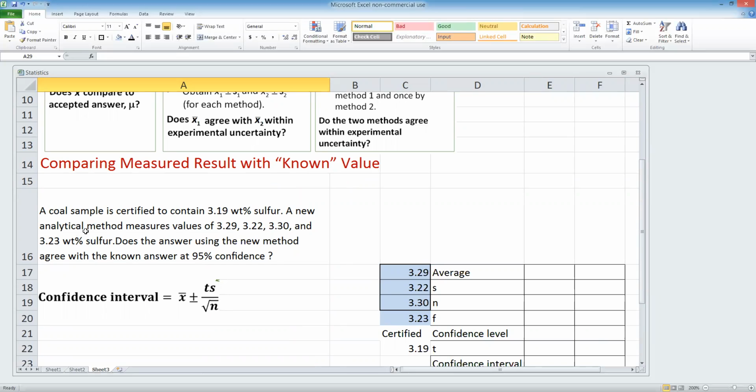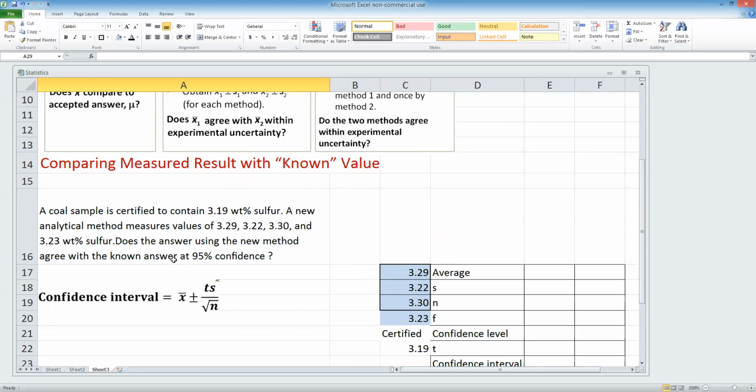Here's the example question. A core sample has an accepted value of 3.19% sulfur. You know sulfur is toxic. So you have a new method and got 4 numbers which are close to that, but you don't know if this new method agrees with this. If yes, that means this new method can be used for other core measurements. If not, you use a standard to check this method. If it's not, that means there are systematic errors. We have to find the problem.